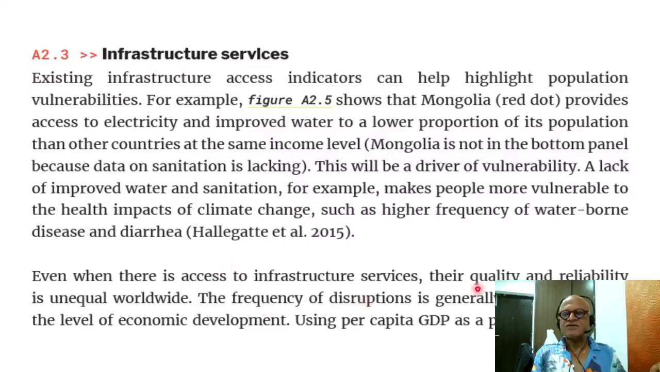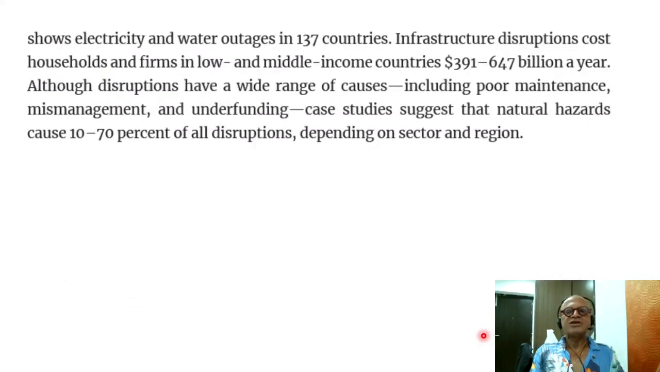Even when there is access to infrastructure services, their quality and reliability is unequal worldwide. The frequency of disruptions is generally closely linked to the level of economic development. Using per capita GDP as a proxy, we will look at figure 2.6, where electricity and water outages in 137 countries indicate this. But even if you come down to a city level like Mumbai, you can probably find that outages in water and electricity are higher in slums and poor neighborhoods than in rich neighborhoods because income gradients are very high.